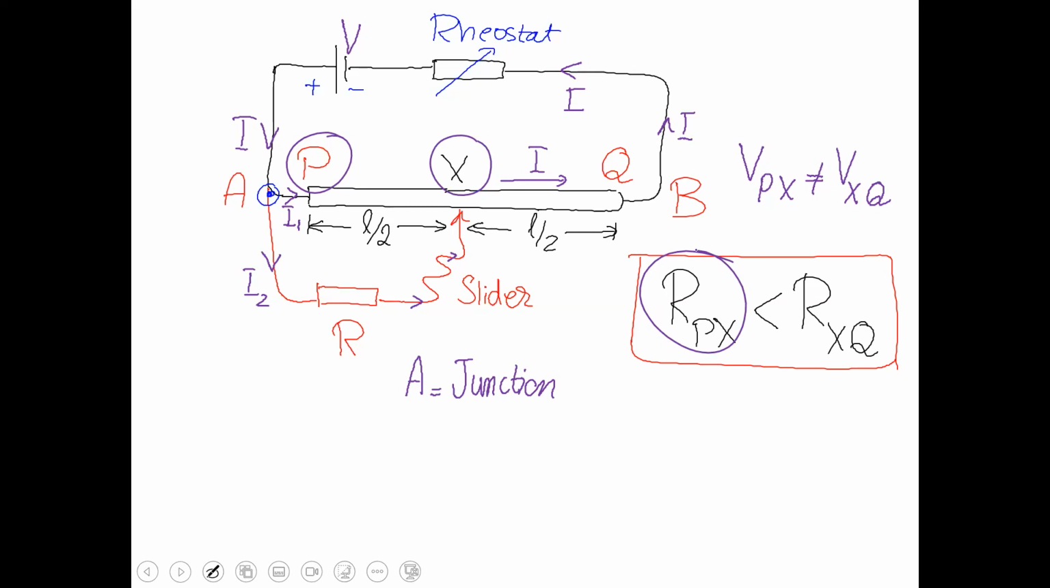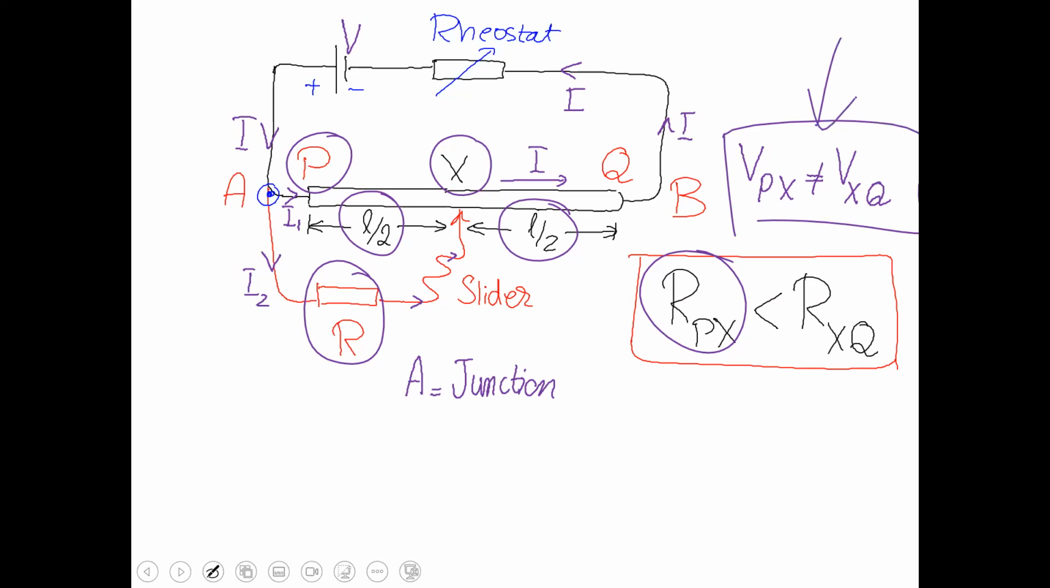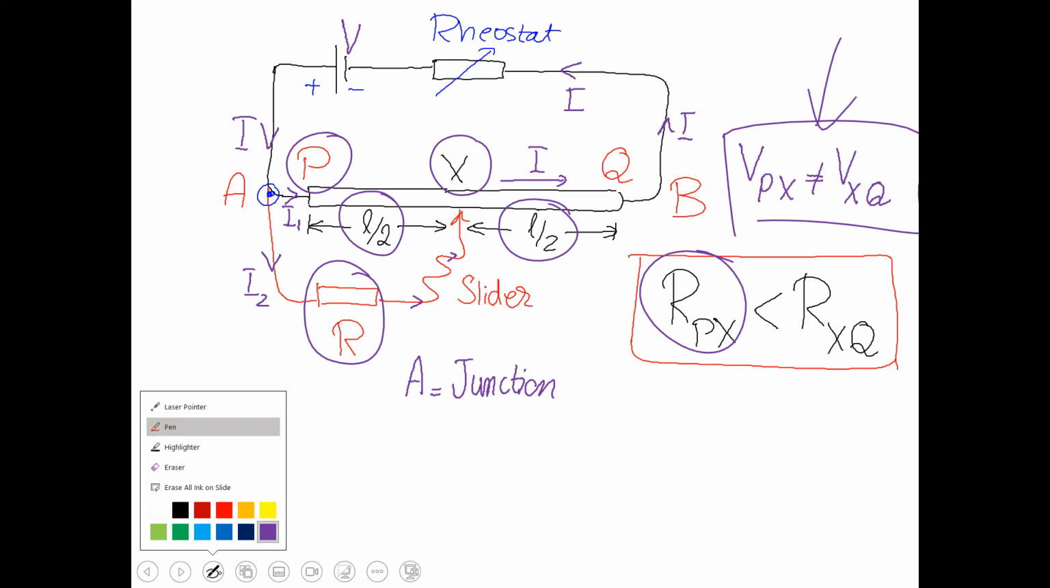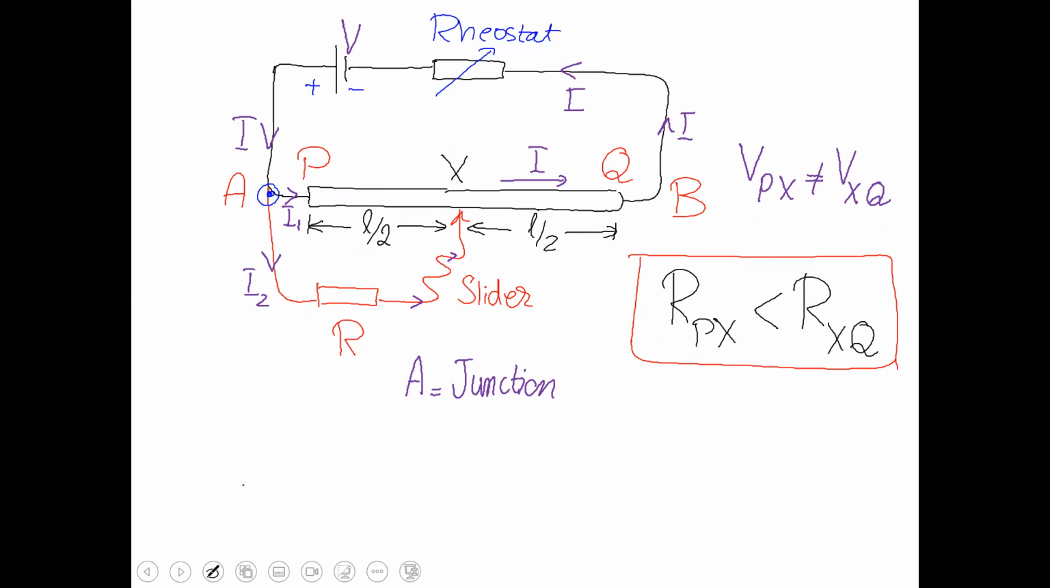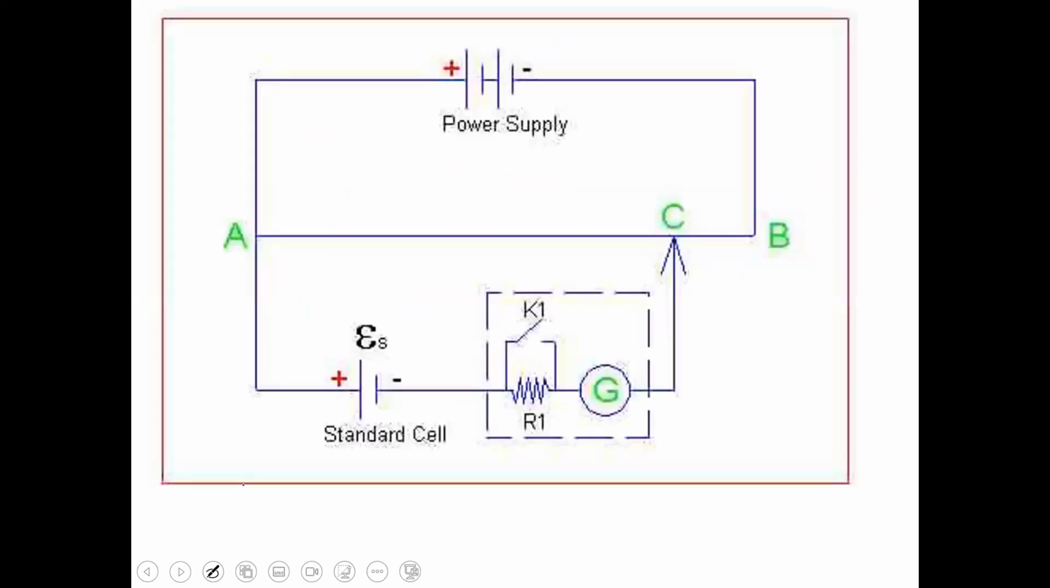So due to this feature, a slider contact always changes the resistance within the loop. Due to this resistance, L upon 2 here and L upon 2 here do not follow the same resistance. That is why, look at this relation, VPX is not equal to VXQ. This is a very important feature of every potential divider circuit.